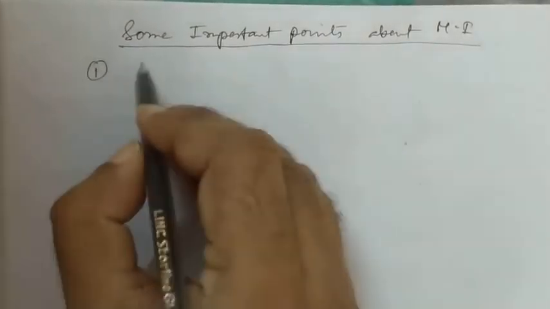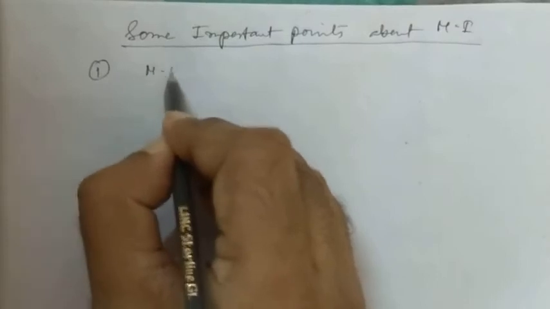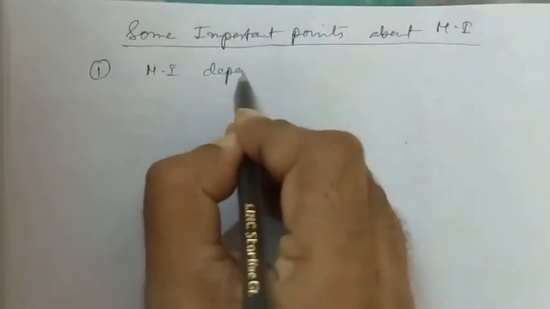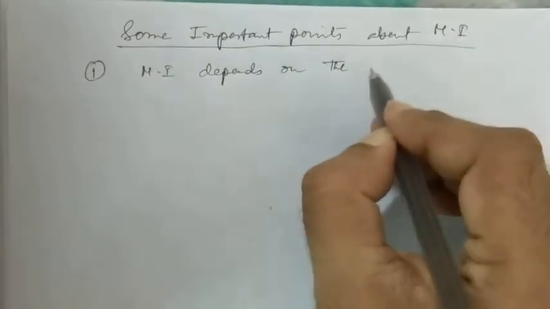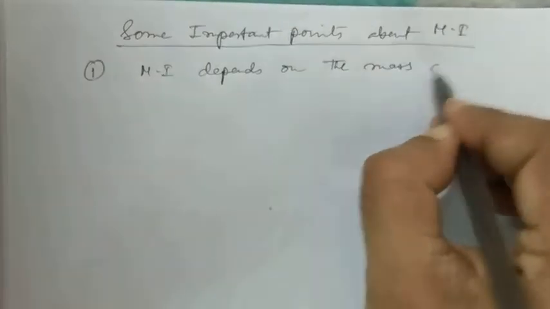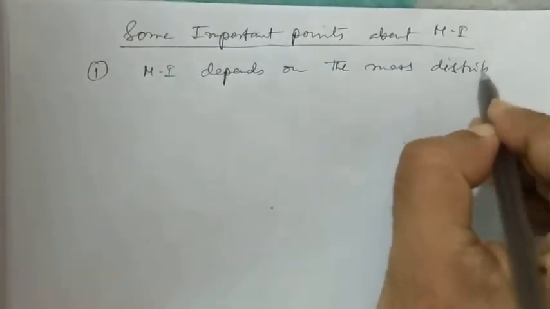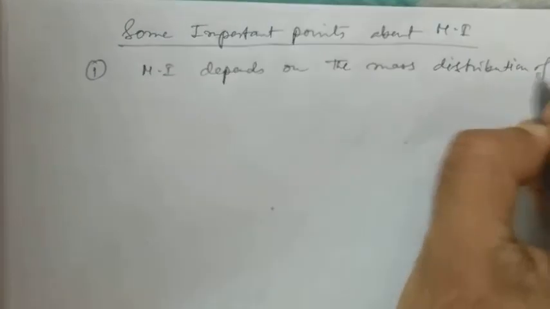Now a little bit of more discussions about the moment of inertia. So some important points about moment of inertia. Now first one is moment of inertia depends on the mass distribution of the body.